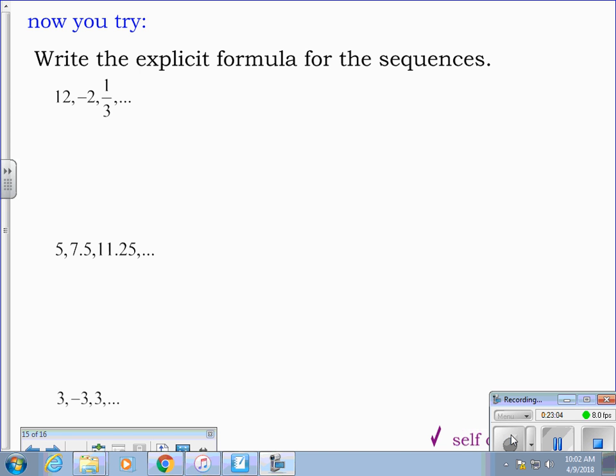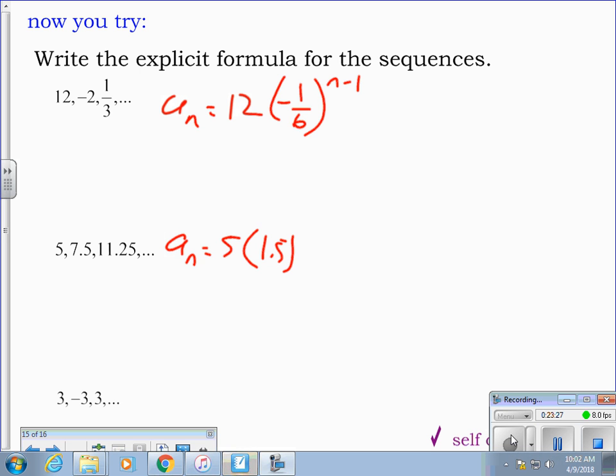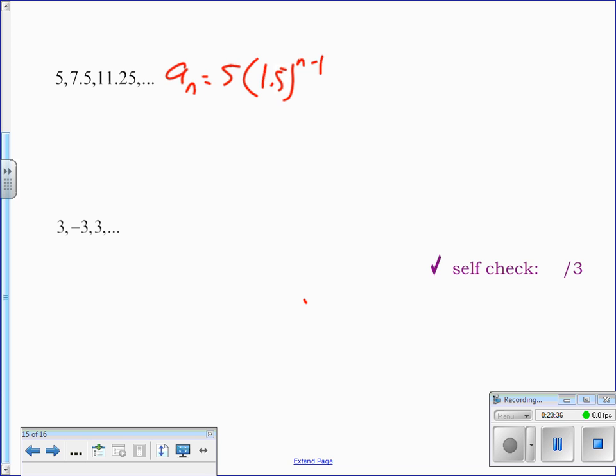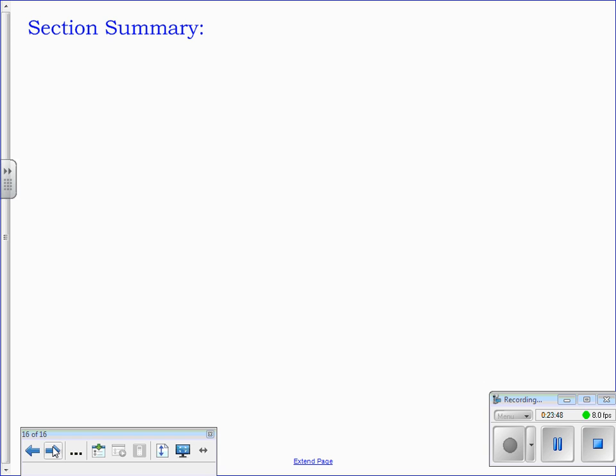All right. Let's finish this because, well, we're almost done. You know what r is because we did r on the previous sets of problems for them. So a sub n is a sub 1, or 12, times negative 1/6 to the n minus 1. Piece of cake. A sub n is 5 times 1.5 to the n minus 1. And on this last one, oh, there we go. A sub n is 3 times negative 1 to the n minus 1 power. And that's it. I do believe. Yes, that's it.